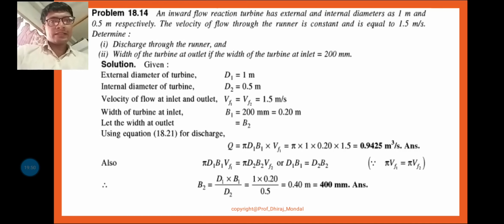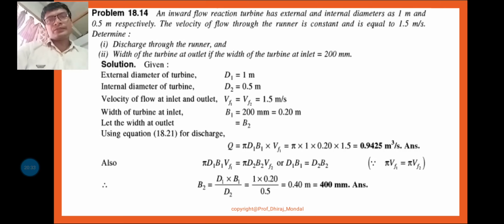First of all, what are the given data? The external diameter of the turbine is 1 meter. The internal diameter of the turbine is 0.5 meter. The velocity of flow at inlet and outlet, Vf1 and Vf2, is 1.5 meter per second. The width of the turbine at inlet, B1, is 200 mm or 0.2 meter. Now what we have to calculate is the width at outlet. Let us consider the width at outlet equal to B2.